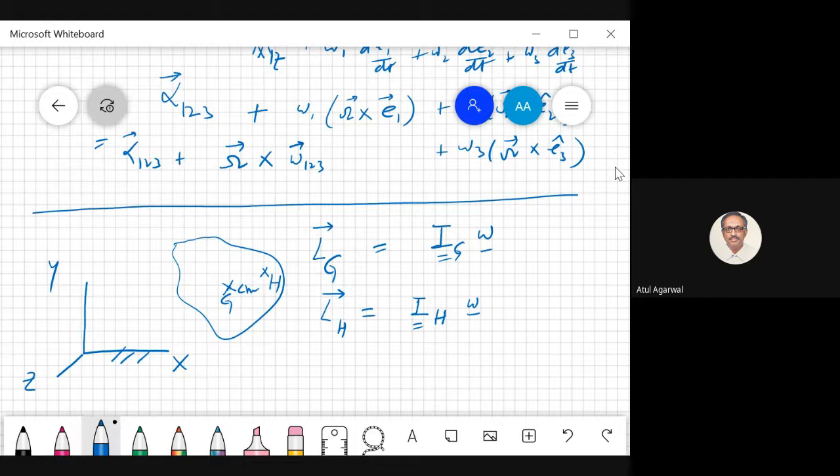How do you find this angular momentum? You have a body, you have a particle at a distance r with respect to the point G. What is the velocity of this particle? Omega cross r plus velocity of G. So you call this particle A. The velocity of A is velocity of G plus omega cross r.